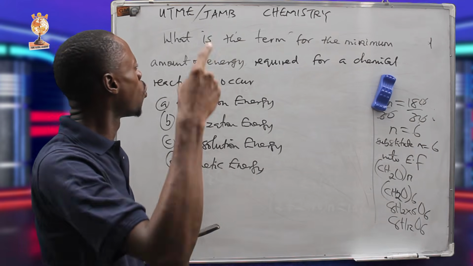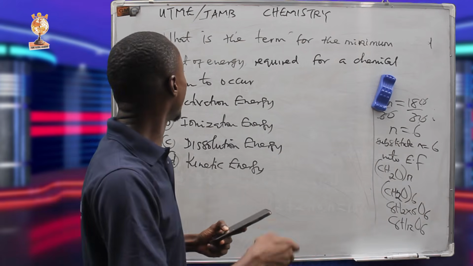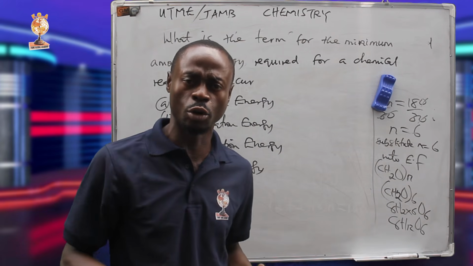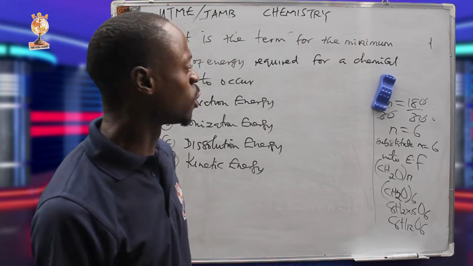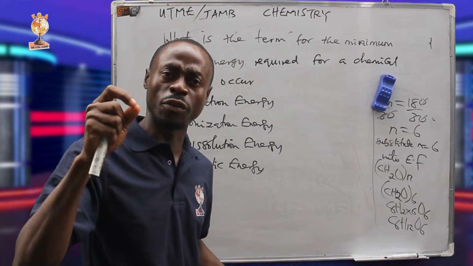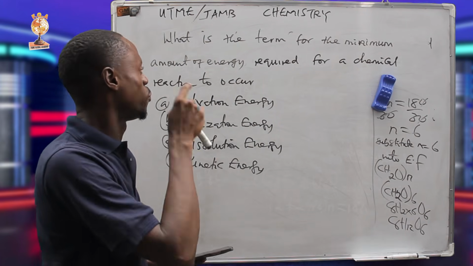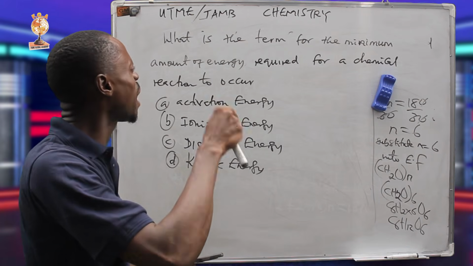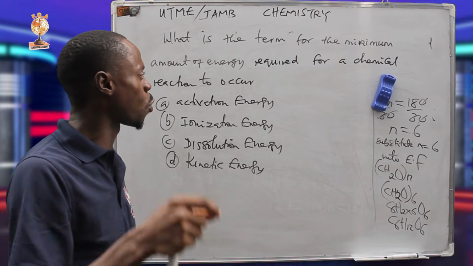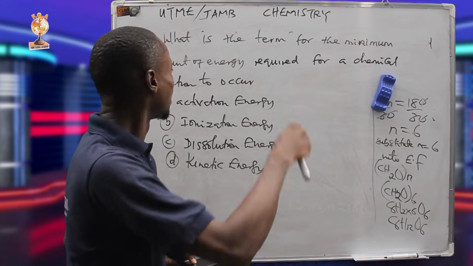Let's look at this question on the board. The question says, what is the term for the minimum amount of energy required for a chemical reaction to occur? The topic this question is extracted from is what we call rate of chemical reaction, and of course we are talking about activation energy here. So the correct answer here is what?